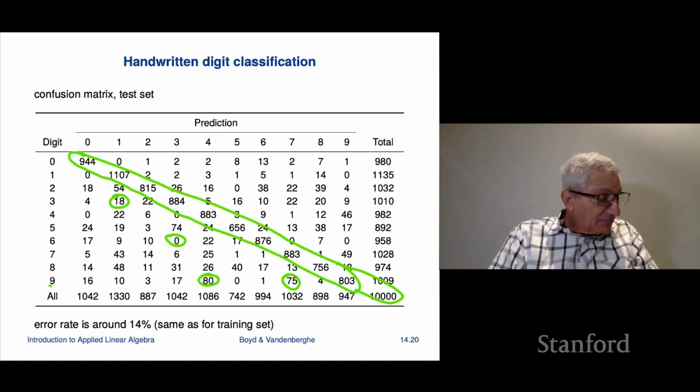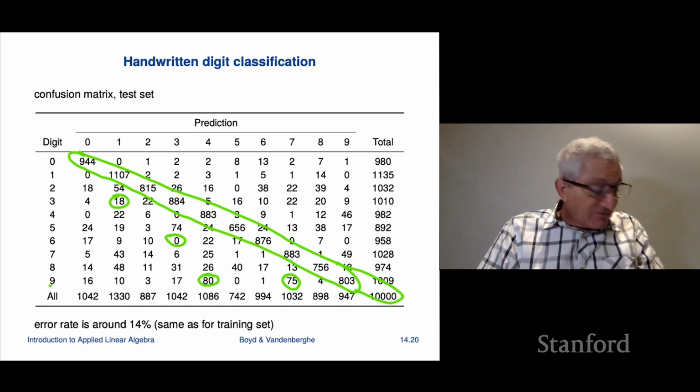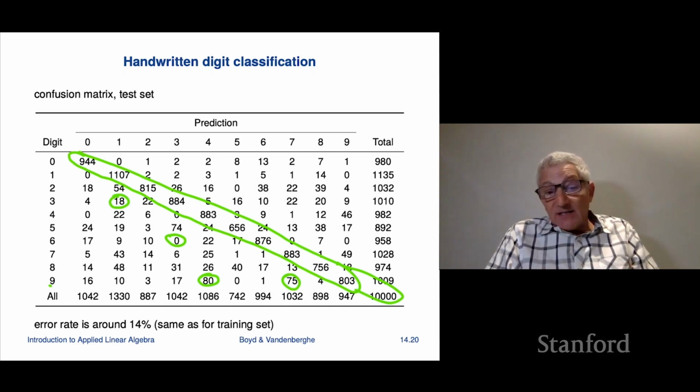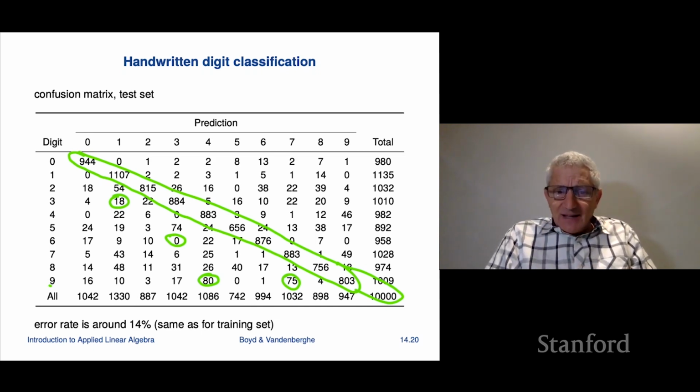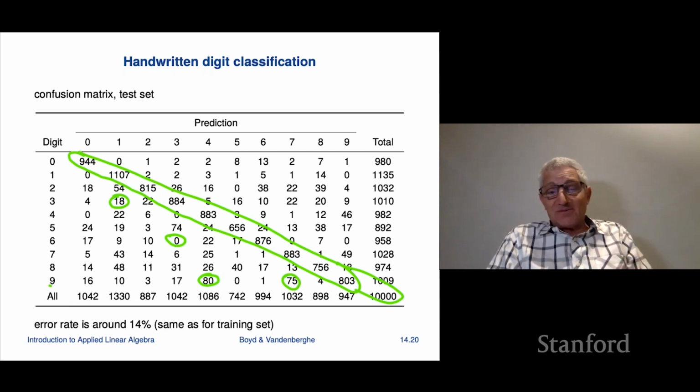So this is it. The error rate is around 14%, and it's not overfit because on the training set, you get about the same. That's actually pretty bad. That means that basically 1 in 6 times this thing makes an error on the digit.